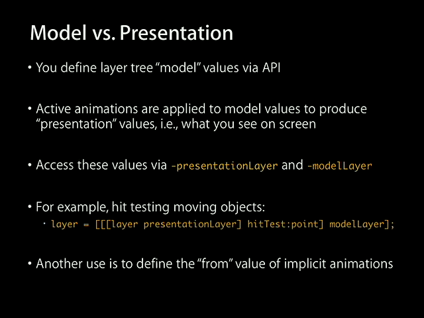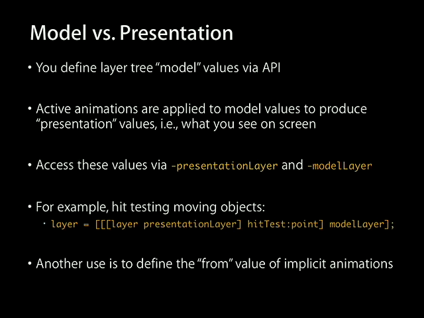The other kind of interesting thing about the presentation layer is that it's not just one layer. It kind of defines a presentation tree. Because if you ask the presentation layer for its sublayers or its superlayer, then it automatically generates the presentation values of those layers as well and gives them back to you. So you can just kind of create the presentation layer and then say hit test. And that will actually hit test across the entire presentation tree. And then we'll find whichever layer in its screen position contains the point you're asking for.